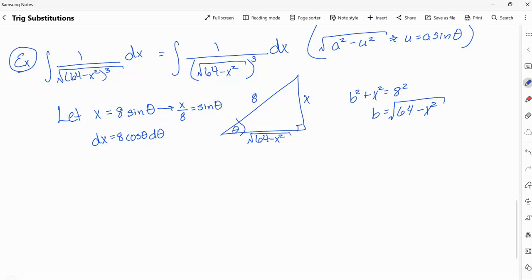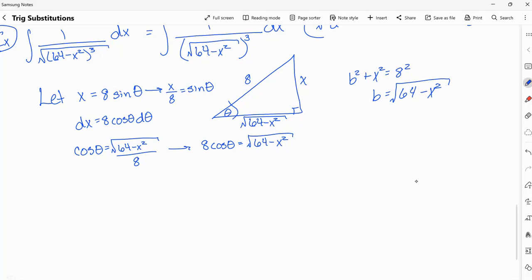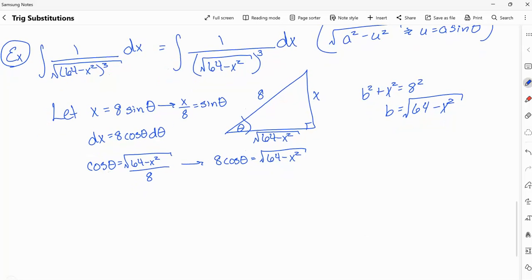We know sines and cosines tend to go together. So let's go ahead and figure out what cosine of theta is based on that triangle. Cosine of theta is adjacent divided by hypotenuse, which means that 8 cosine of theta is equal to the square root of 64 minus x squared. So you can see what our substitution is going to be for that square root is coming from finding the cosine and solving that substitution for the square root.